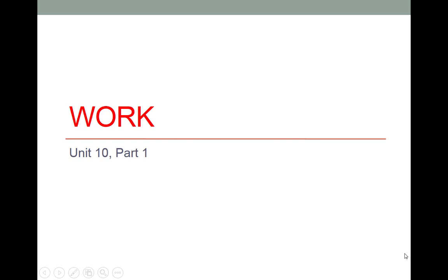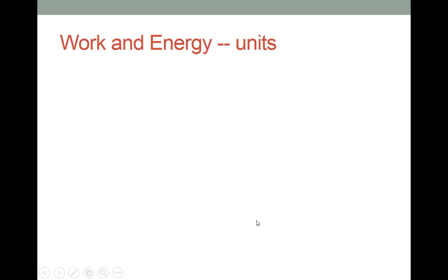Welcome to the first part of Unit 10. In Unit 10, we are switching gears and going to look at motion from a different perspective. And that different perspective is from the concept of work and energy. Now, to begin with, let's go over the units for work and energy.